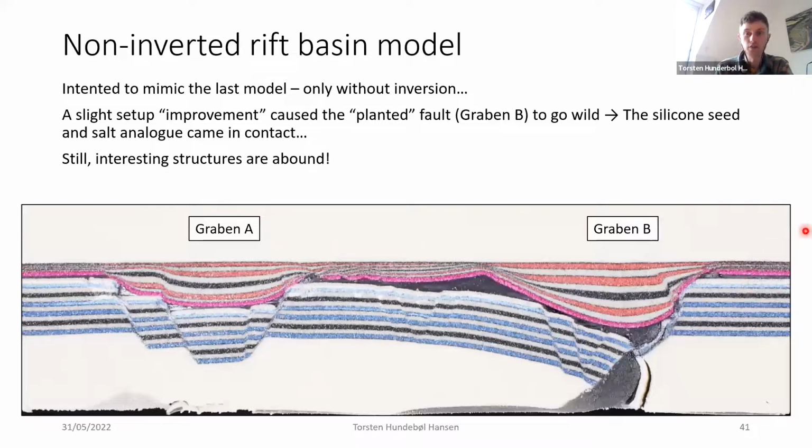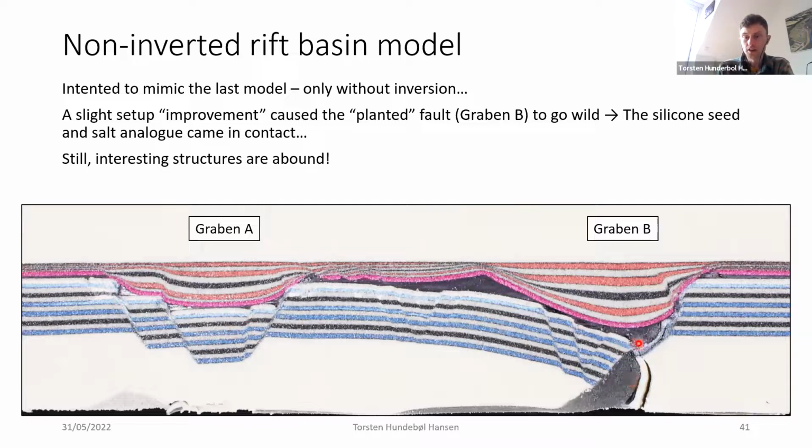Then we also did a non-inverted rift basin model that I couldn't resist showing you, and now we're getting close to the end here. The thing that happened here is that I did what I would call an improvement to the setup before starting this model, but that eventually meant that where we have the polymer seed here, this half graben fault just went crazy, and we saw a lot of subsidence here, where before it was the graben at the edge of the polymer that took up the most subsidence.